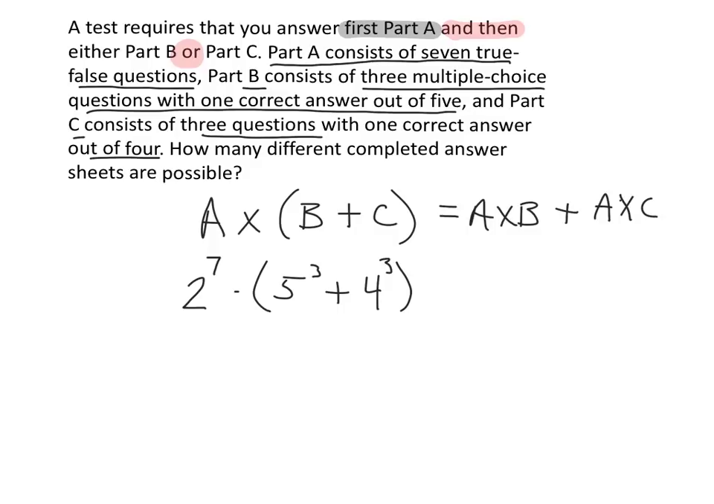Make sure you use powers. These are not combinations. These are anything else other than just powers. 2 to the 7th times parentheses 5 to the 3rd plus 4 to the 3rd. And if you have a calculator that shows you you're in the exponent, make sure you come out of the exponent before you go on to the next part. This is 24,192.